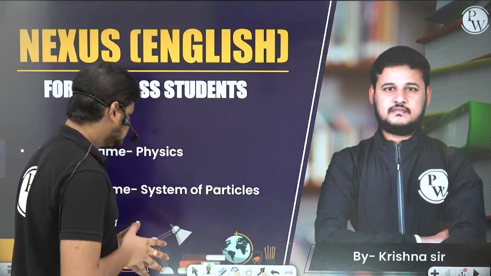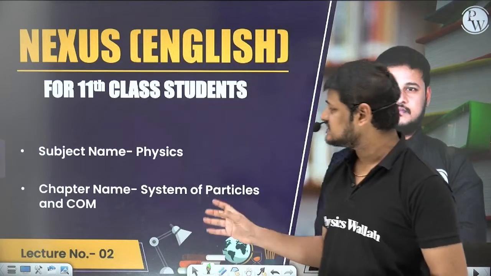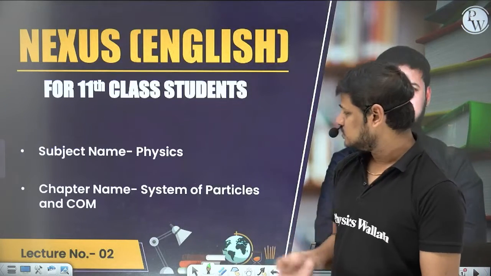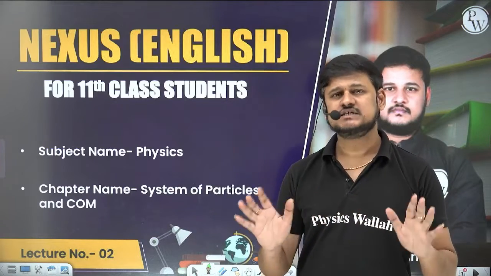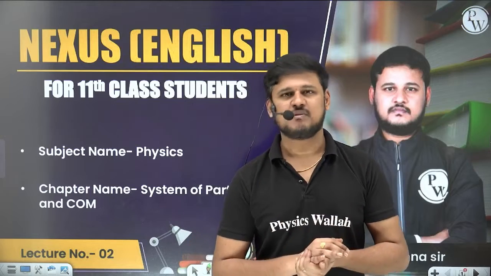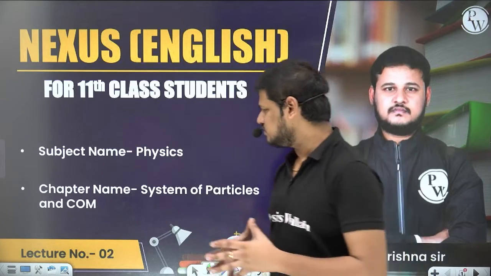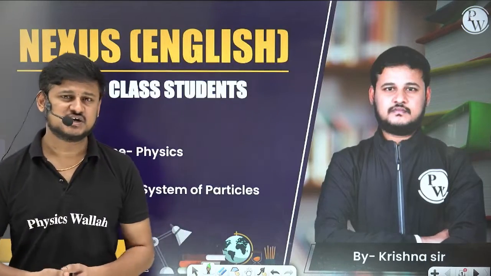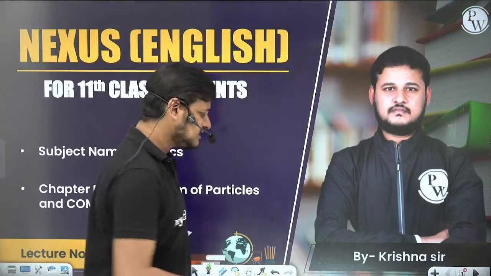So in the last session, we started the new chapter, the system of particles and center of mass. We saw lecture number one, the basics of the center of mass. How do we find the center of mass for a system of particles, or for a continuous mass distribution? We already discussed it in the last session.